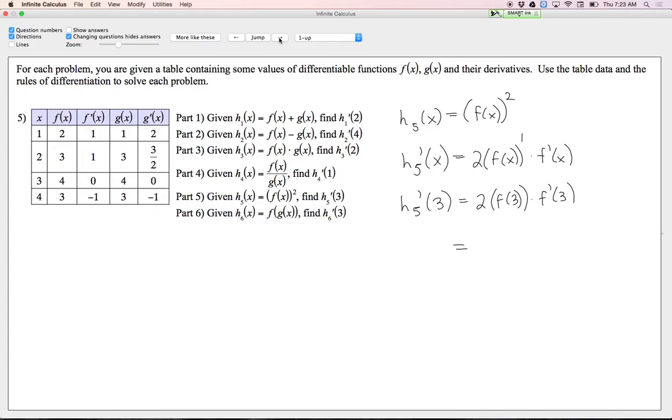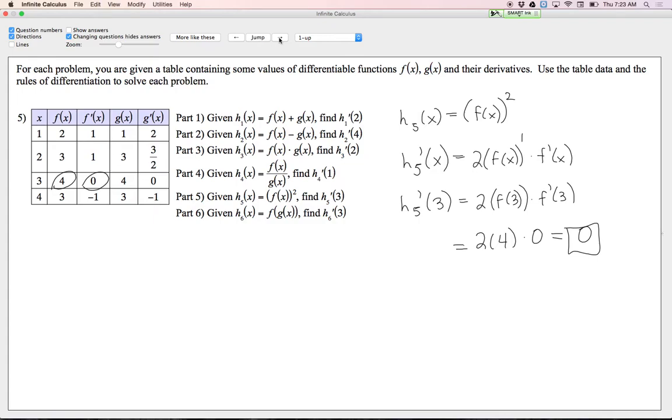So f of 3 over here is what? 4. So we have 2 times 4. And then f prime of 3 would be 0. So anything times 0 is 0, so that one's pretty straightforward. Any questions there? How to do symbolic differentiation.